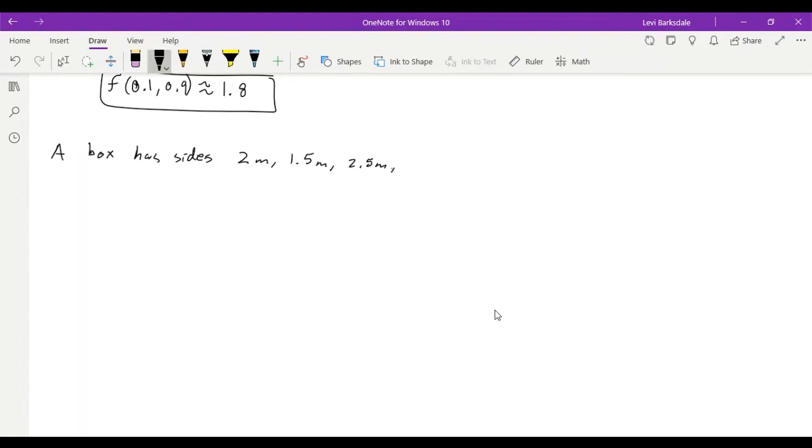And when you measure the sides, there's a possible measuring error of 0.01 meters, so of 1 centimeter. Then we are asked to estimate the maximum error in calculating the volume.